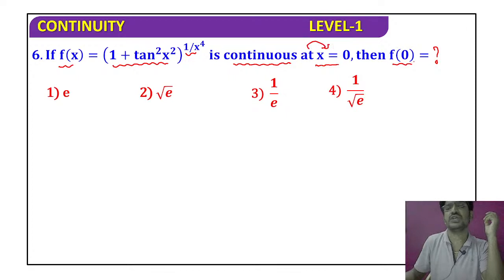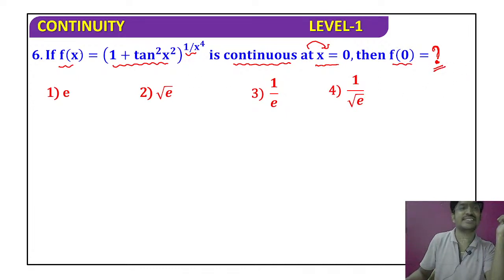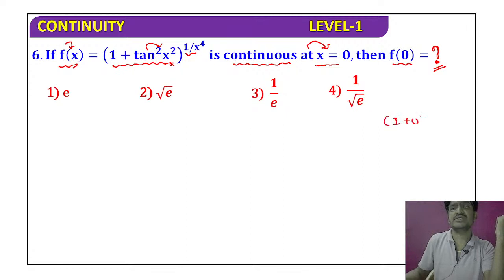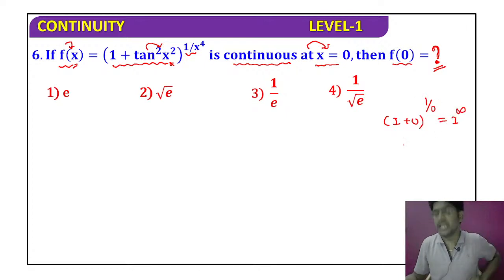At x equal to 0 they are asking, f of 0 is what? To identify f of 0, first let us see what happens if I put 0 here. You just see the x value will be 0, tan 0 is 0. So therefore it will be 1 plus 0 to the power of 1 by 0. That will be 1 to the power of infinity.